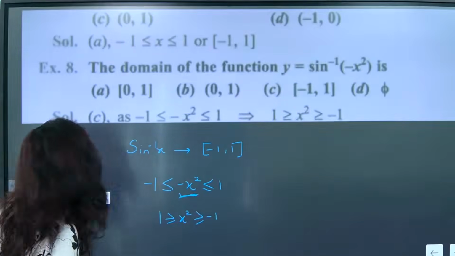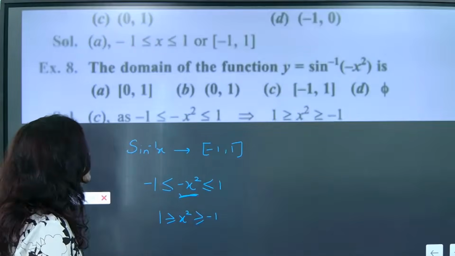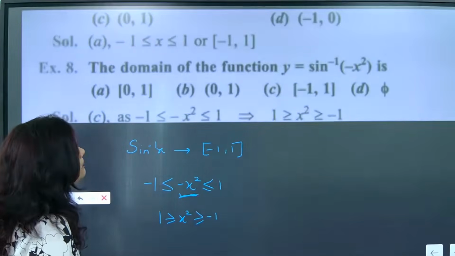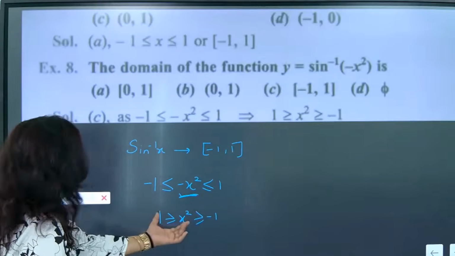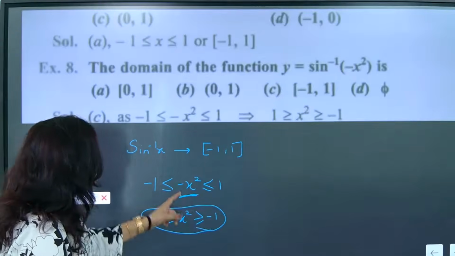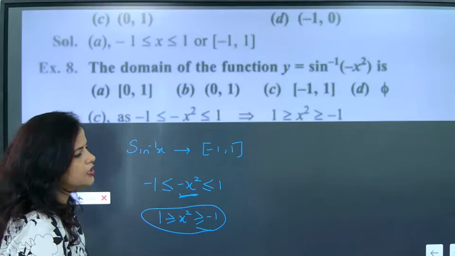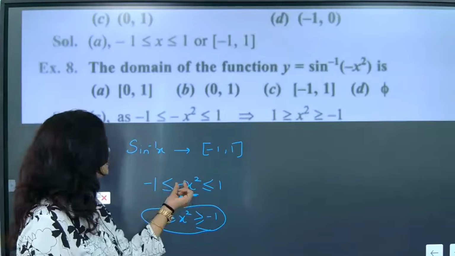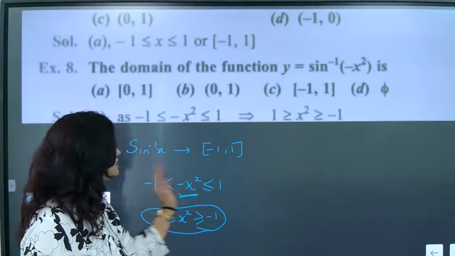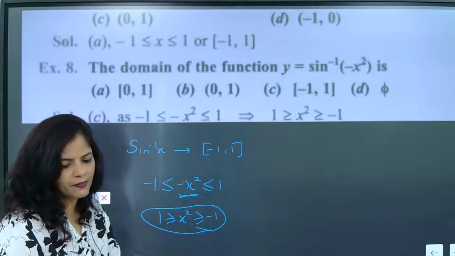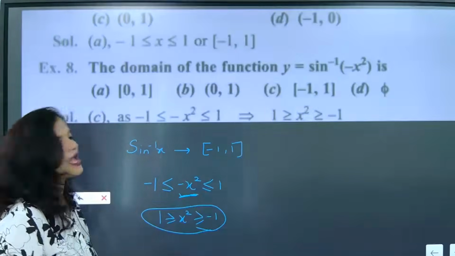So x square is between minus 1 and 1. Is it the same now? I don't think it is anything different, because the moment I have altered minus x square, I have just distributed the minus to make the variable plus. One very important thing happened.